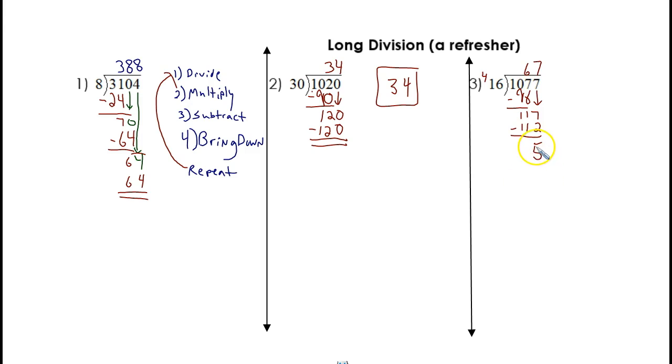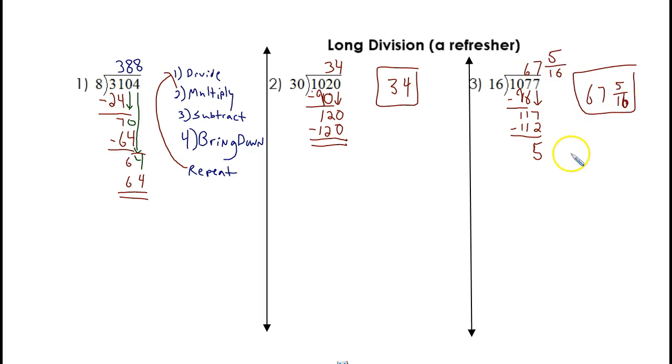Now, when you were really young, you would put an r.5 over here. You'd say there's a remainder of 5. But when you got a little bit older, what you would do is say, well, 5 is my fraction, and it goes over the 16 that I was dividing by. And you'd say 67 and 5/16 would be the final answer.